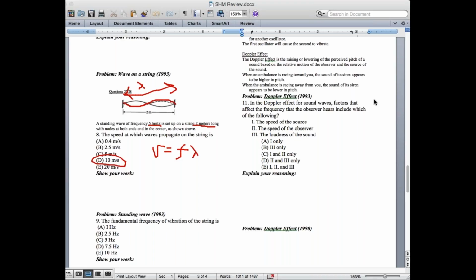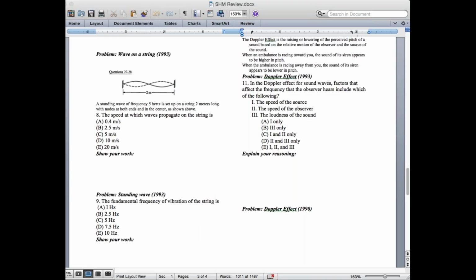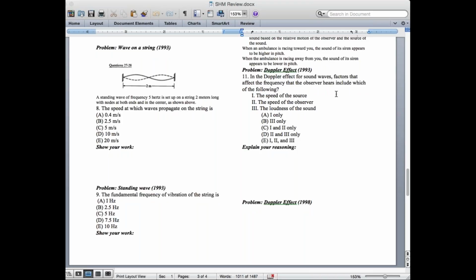If we look at the next question, it's related to this one. It's the fundamental frequency of a vibration on a string. The fundamental means it's the first one in which we get a standing wave. So that means it doesn't look like this. It looks like this.